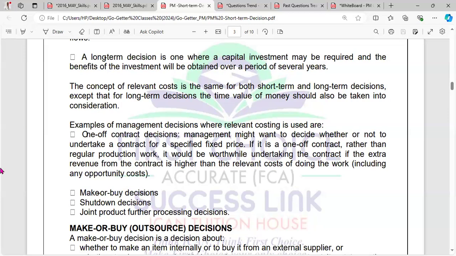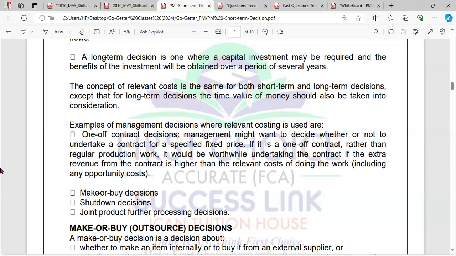One of them is one-off contracts. I remember one of the examples we did in relevant costing, we did a one-off contract. Yes, we did a one-off contract, and that is an example. So management may want to decide whether or not to undertake a contract for a specific price. If it is a one-off contract rather than regular production work, it will be worthwhile undertaking the contract if the extra revenue from the contract is higher than the relevant cost, including opportunity cost.